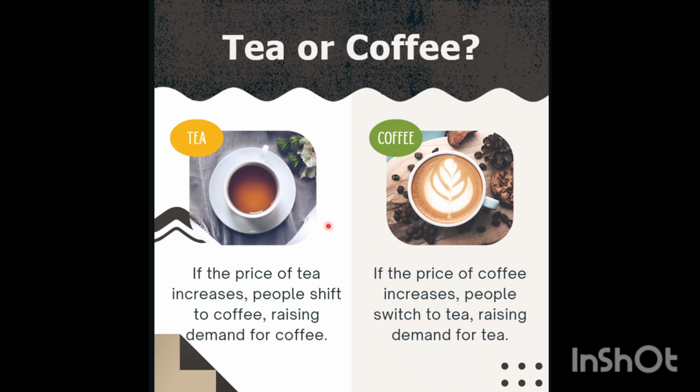That is, the demand for coffee will increase. So with the increase in the price of tea, the demand for coffee increases, which means there is a positive relationship between the price of tea and the demand for coffee, right? So there's a positive price elasticity, and that happens vice versa also. If the price of coffee increases, people will switch to tea, raising the demand for tea.